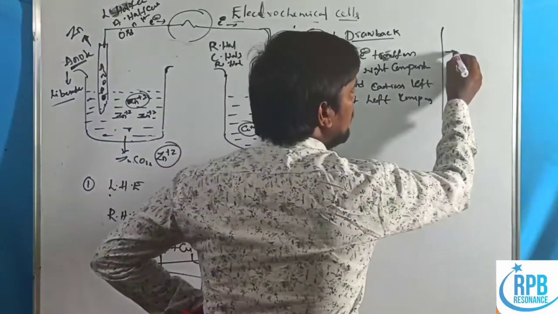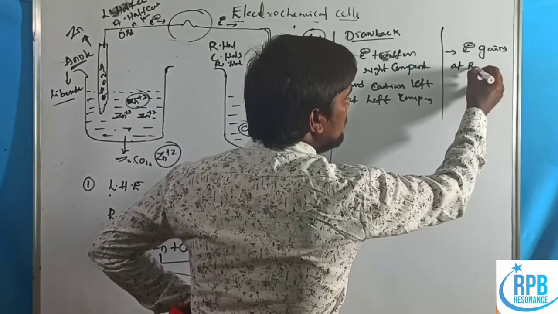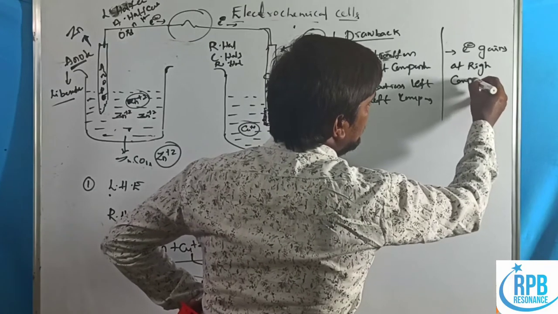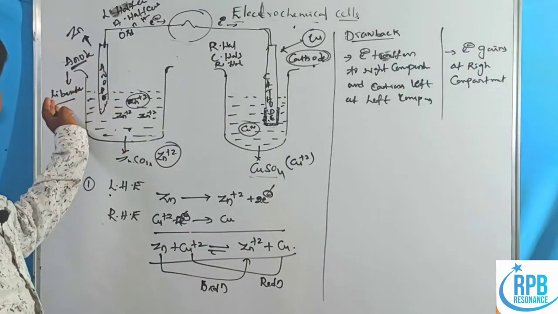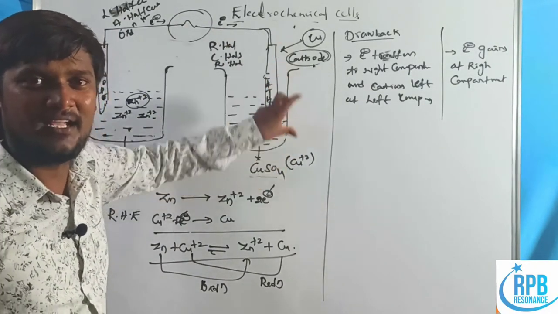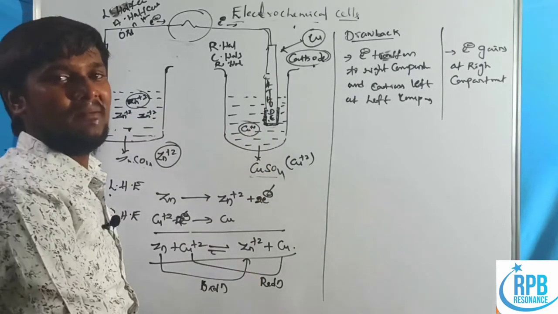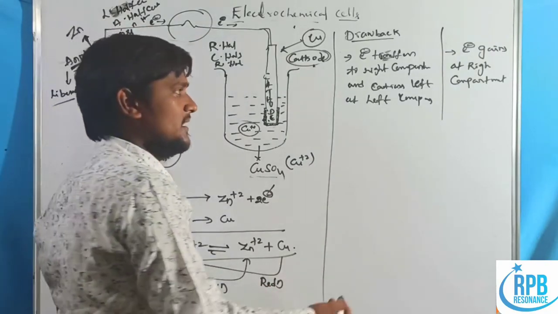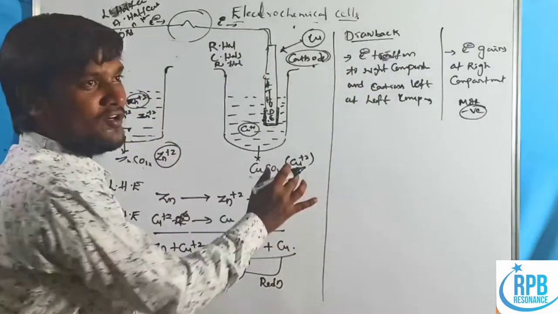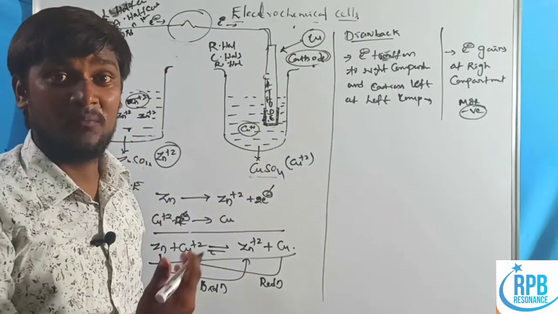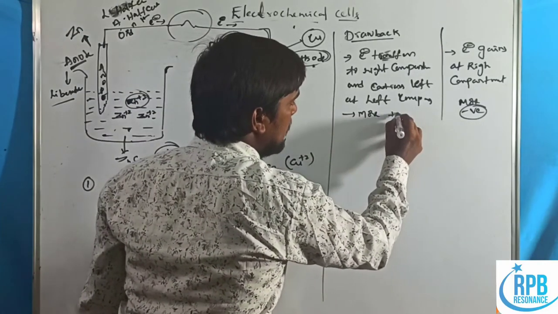So the electrons are transferred from left to right, and gain of electrons occurs at the right compartment. Here the cations are more and more, so the cationic solution does not become neutral. Gaining of electrons gives more negative charges, while the loss of electrons gives more positive charges.